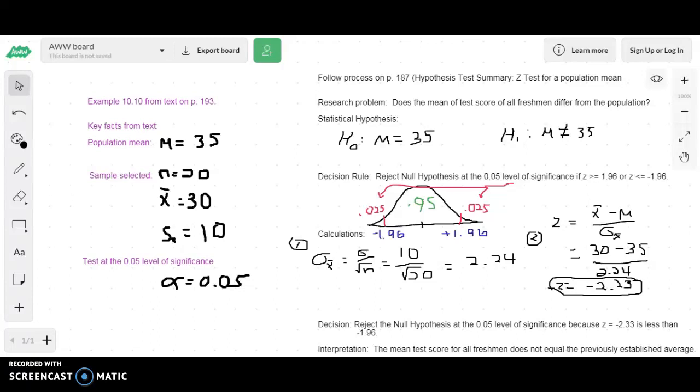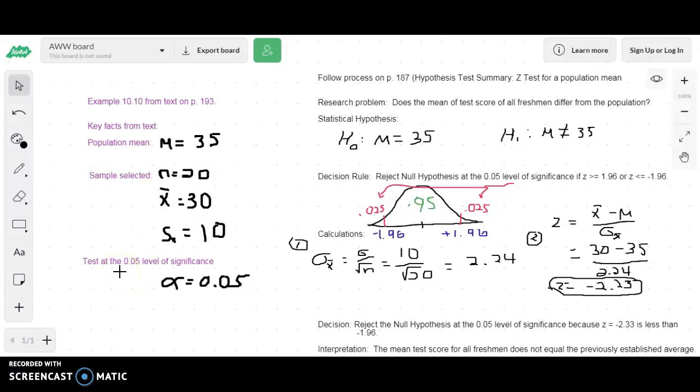So from the language there, the first sentence is establishing the idea that the population mean from all the previous tests of freshmen was a mean of 35. From that, we're going to extract mu, the symbol for the population mean, being 35. They did not give us a population standard deviation, but they did give us information about the sample. The statisticians conducted a survey. They sampled 20 students of the current freshman class, and that group had a mean of 30. So X bar, the sample mean, is 30, and the standard deviation is 10.